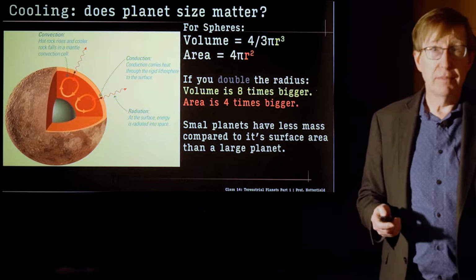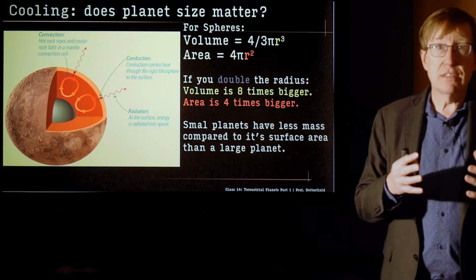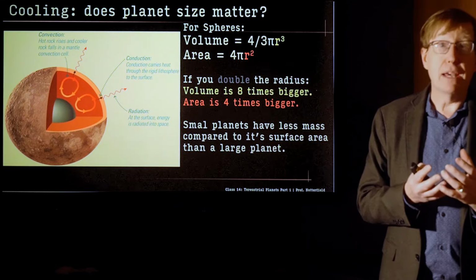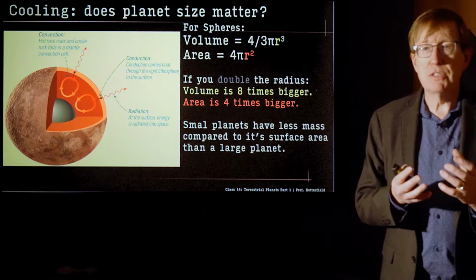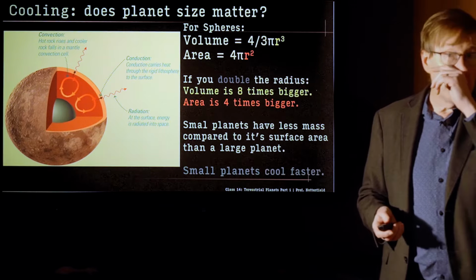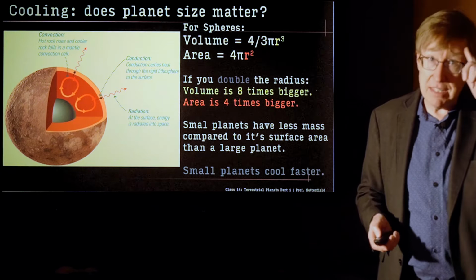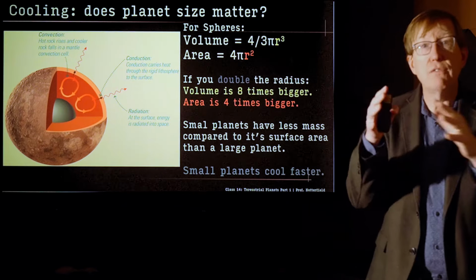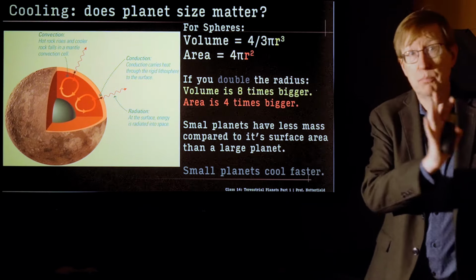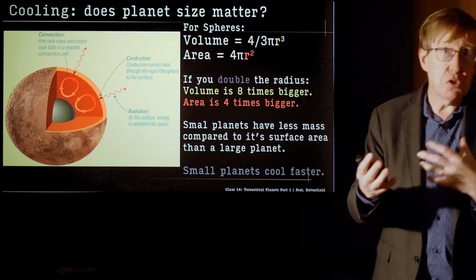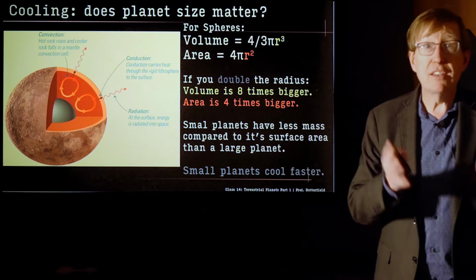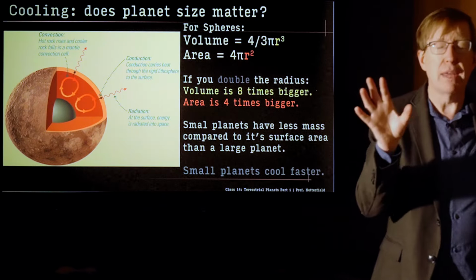So a small planet has less mass, less volume compared to its surface area than a large planet. And so small planets cool faster. That's the thing you need to remember, because of the way volume and area work. You can put the rest aside. Because of the ratio of volume and area, small things cool faster. And I think we already know that, right?